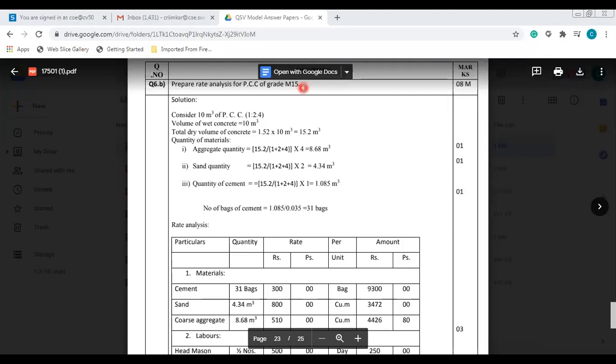Now, PCC stands for plain cement concrete, that is concrete. So your concrete involves cement, sand, and coarse aggregate. Correct? These are the major quantities for that particular concrete. So if concrete is there, you need to calculate these three quantities mandatory. If concrete is asked, that is, prepare the rate analysis for concrete, you have to determine the quantity of cement, the quantity of sand, and the quantity of coarse aggregate.